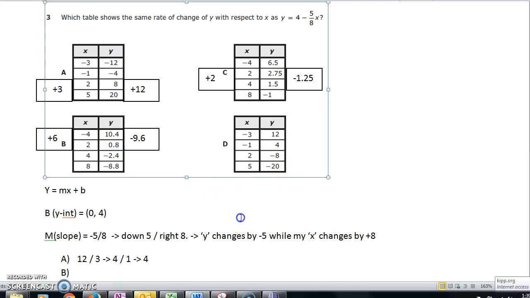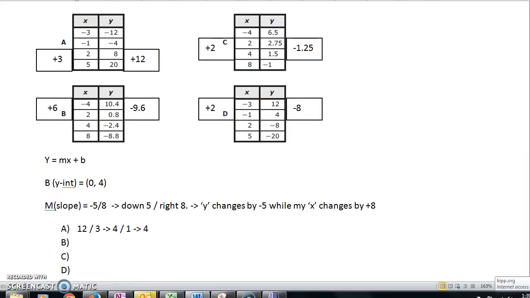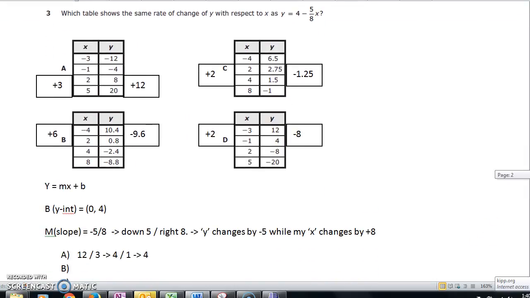And then finally over here, same thing. On the right side, 12 to 4. If I want to go from 12 to 4, I had to lose 8. To go from negative 3 to negative 1, I had to add 2. So answer choice C, I skipped for the second. Answer choice D, my change in my y's was negative 8. My change in my x's was positive 2. I can divide those both by 2, so I get negative 4 over 1, which is just negative 4. Not what I'm looking for. I'm looking for negative 5 over 8. So now I've got two choices here.